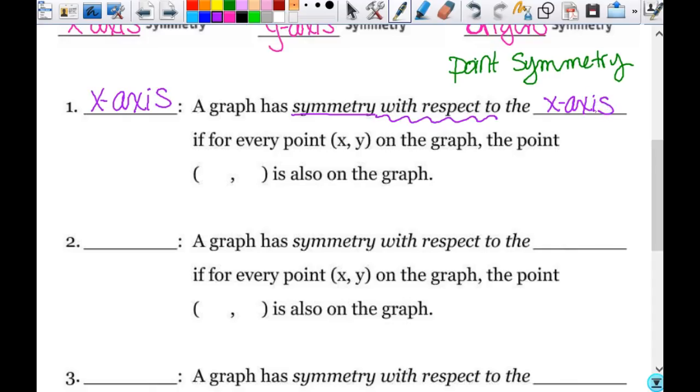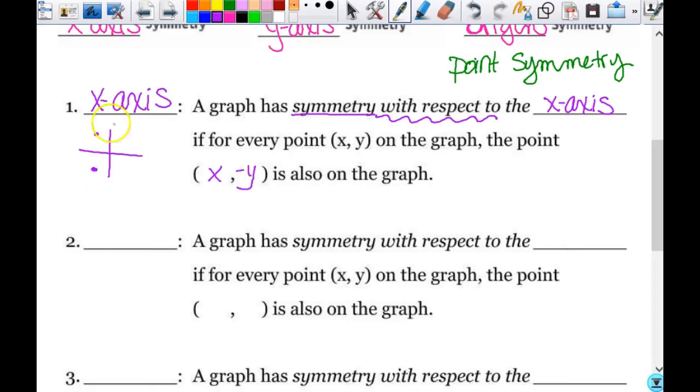If for every point x, y, so this is asking for the mapping, but without the little arrow notation. Every point, when you have x-axis symmetry, so if this is some random point, and I can reflect it in the x-axis, then this point has a match down here and vice versa. So every point x, y has a point, what? What would that look like? X, negative y. Good.